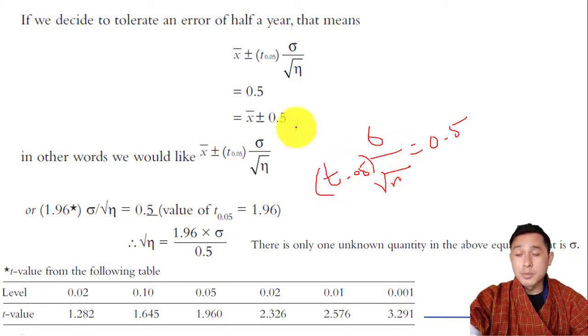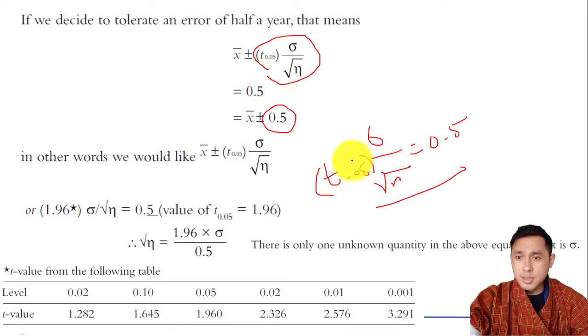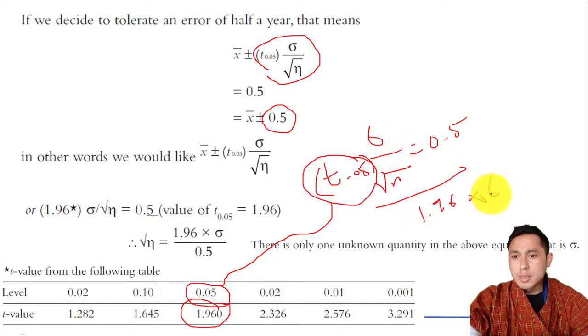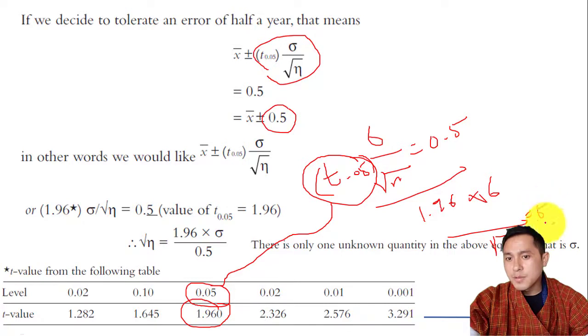So we can also see like this, right? Because this is the margin of error, and this is the margin of error that we have. So if this is equal to this one, then the t value at 0.5 is basically 1.96. So 1.96 into sigma divided by square root of sample size equals 0.5. So I hope you got this one.